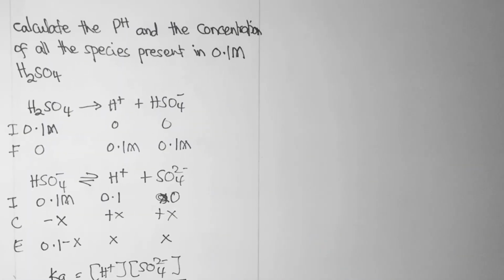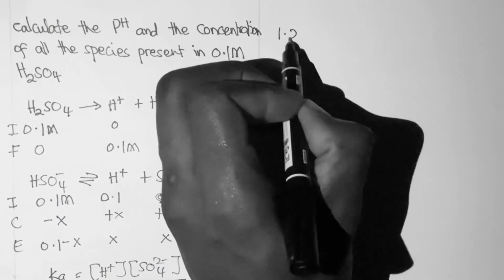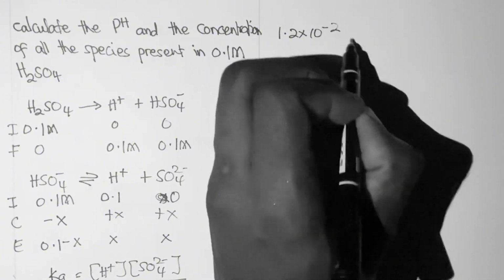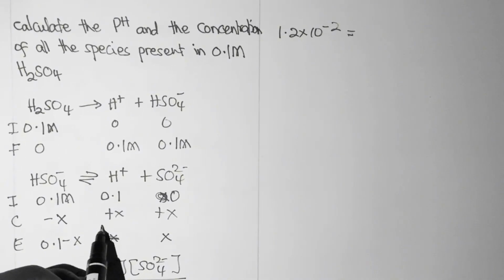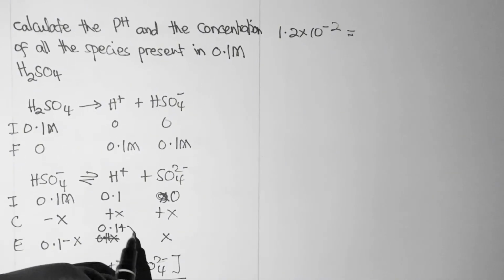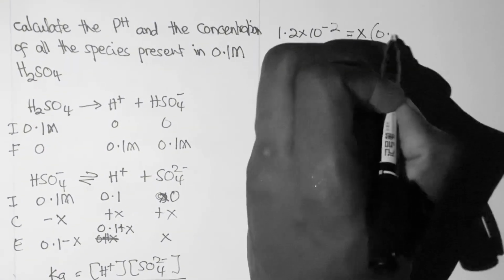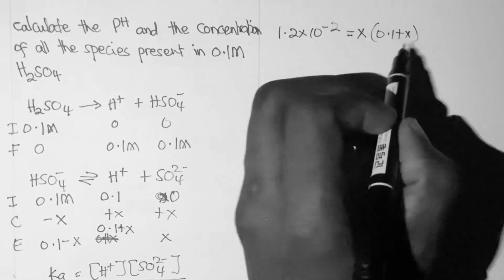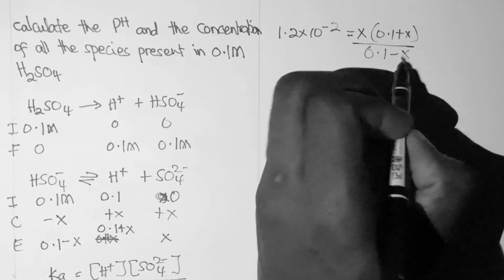The Ka for sulfuric acid in this case is 1.2 times 10 exponent minus 2, and that is equal to X times, here is 0.1 plus X. Please, let's make this correction because there's 0.1 here. So here is 0.1 plus X. So this is X times 0.1 plus X, then divided by 0.1 minus X.